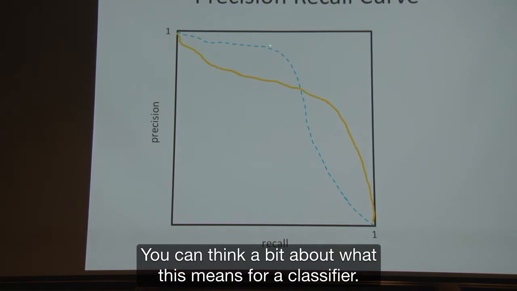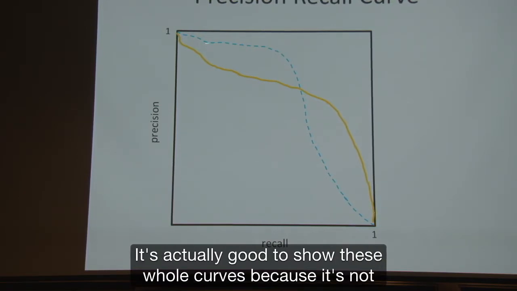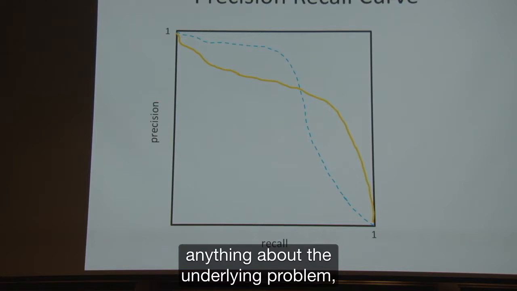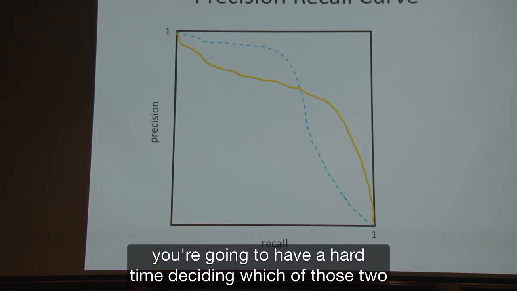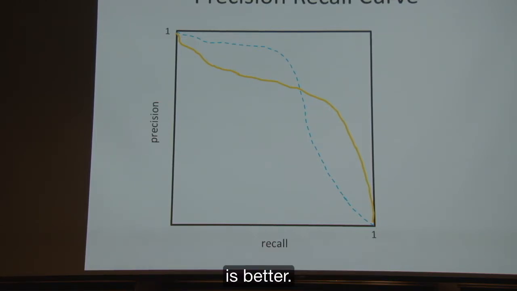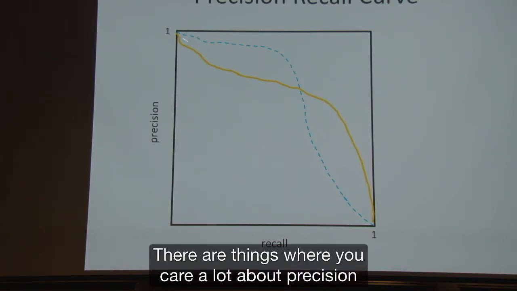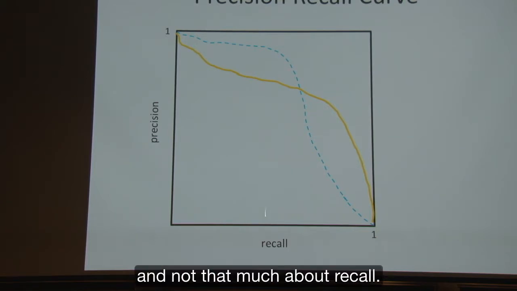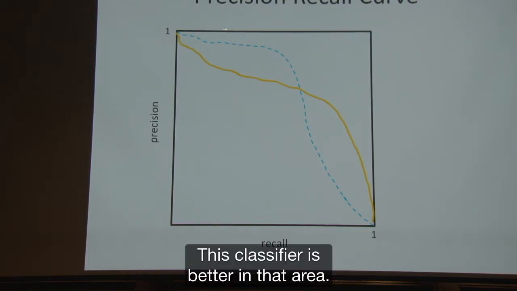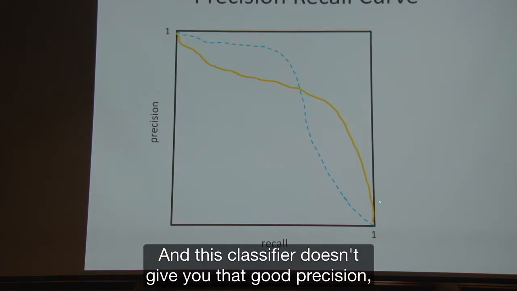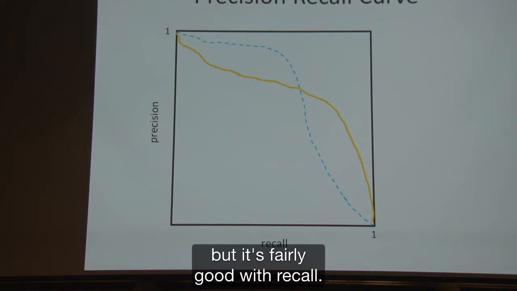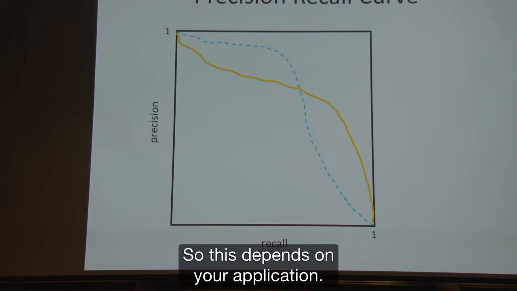You can think a bit about what this means for a classifier. It's good to show these whole curves, because if I don't tell you anything about the underlying problem, you're going to have a hard time deciding which of those two is better. Because it really depends on your application. There are things where you care a lot about precision and not that much about recall, right? This classifier is better in that area. And this classifier doesn't give you that good precision, but it's fairly good with recall. So this depends on your application.